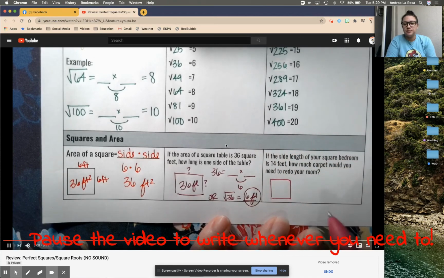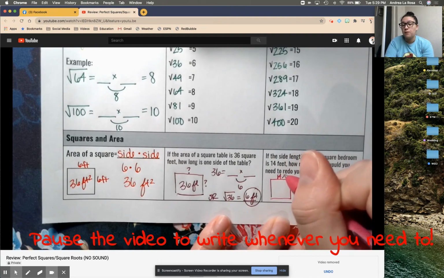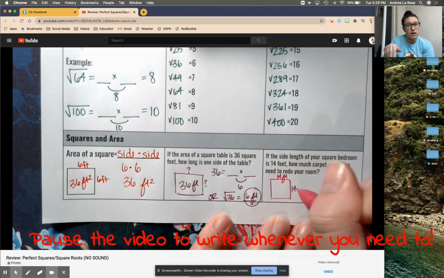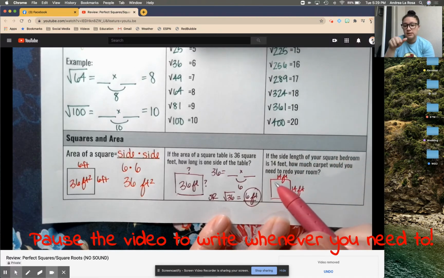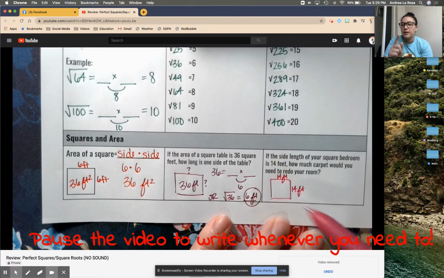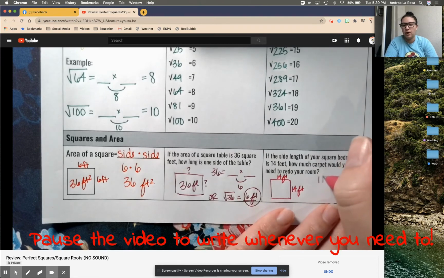Next question. If the side length of your square bedroom is 14 feet, how much carpet would you need to redo your room? This square is like we're looking down on our room. All of the inside of my room, I want to put new carpet. I need to know how much carpet I need. The side length is 14 feet, so I'm going to put the 14s on the sides of the room, not in the middle. It's not area. The sides are 14. How much area would we need for that inside part?